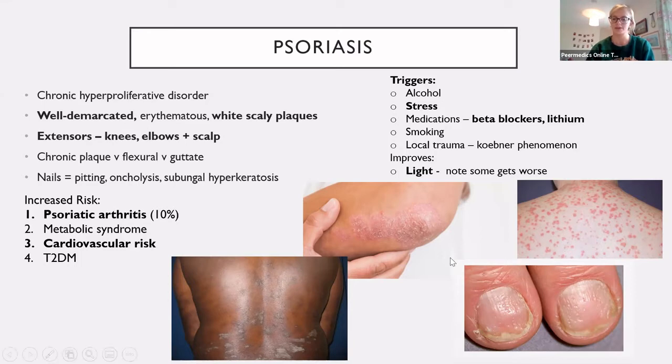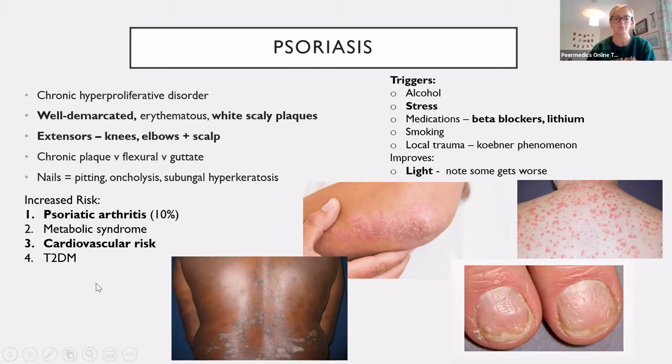Nail signs as well. So this bottom photo shows nail pitting. So you can see the little dots throughout the nails. Hopefully you can see that. So that's probably the most common nail sign you'll see. You also get onycholysis, which is just like lifting of the nail. And then the subungual hyperkeratosis. So it kind of goes alongside the onycholysis. It's just like buildup of skin underneath. It gets really quite thick nails.